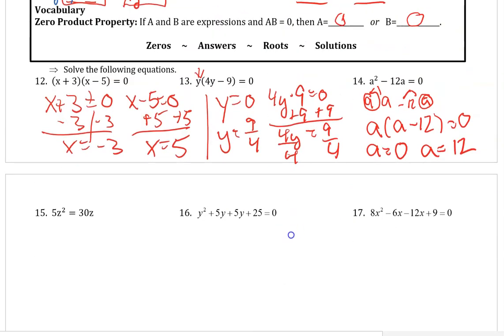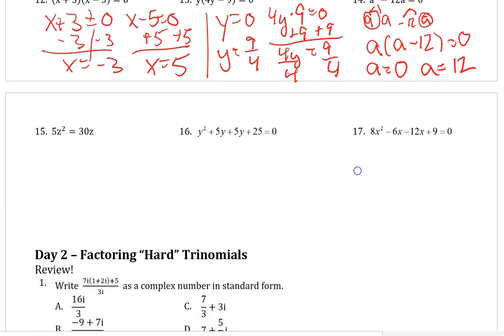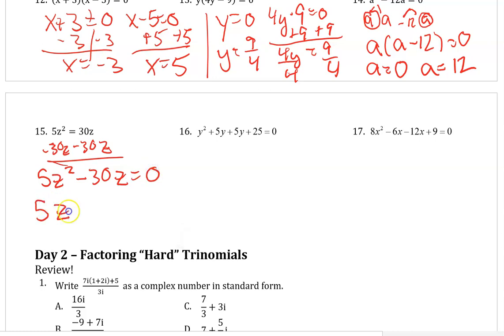So you'll notice that on those three, we had 0 already on the right side, or just really one side of the equation. If you don't already have 0 on one side of the equation, you have to adjust your equation to get 0 on one side. So here we'd have 5z squared minus 30z equals 0. We can factor out a 5z times z minus 6. Either 5 times z equals 0, so z equals 0, or z minus 6 equals 0, so z equals 6.